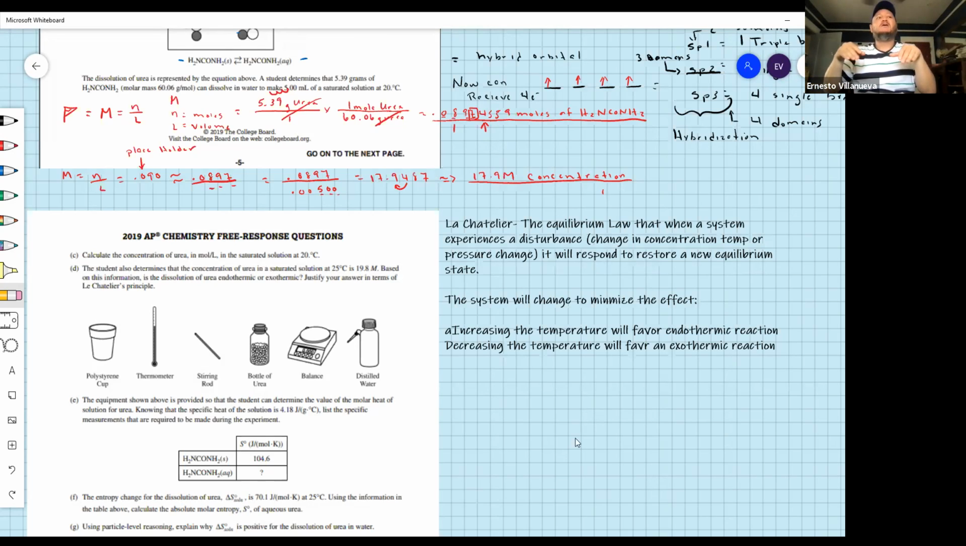So the justification here would be that an increase in temperature, in order to bring itself back into balance or a state of equilibrium, according to Le Chatelier's principle, would favor an endothermic reaction in the system, right? To bring it back into balance.